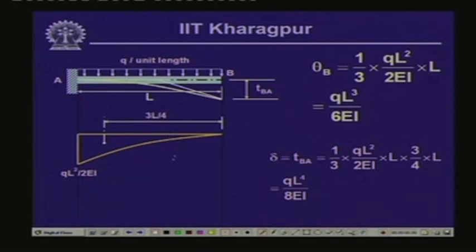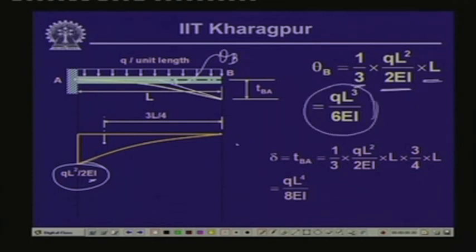Now, for this, as you know, when you compute the value of the slope, theta B is the area of the M by EI diagram, which is in fact 1/3 for this parabolic variation, 1/3 of the rectangular area. As you know, the magnitude of the maximum bending moment is QL square by 2, divided by EI will be QL square by twice EI. So, it is 1/3 into QL square by twice EI over the length L. So, this equals QL cube by 6 EI.